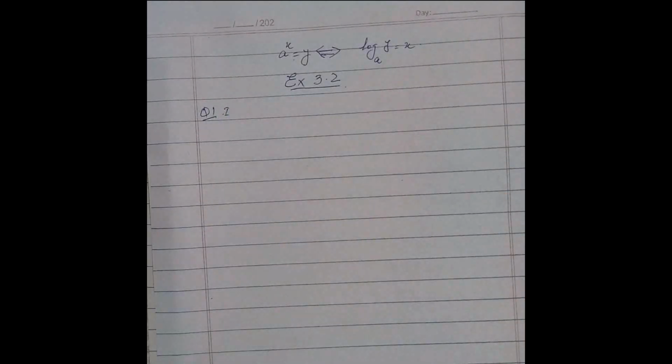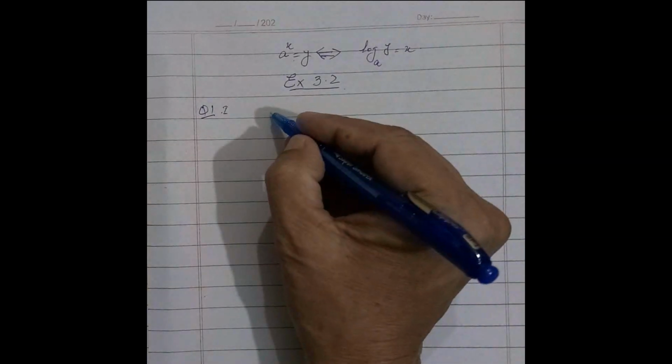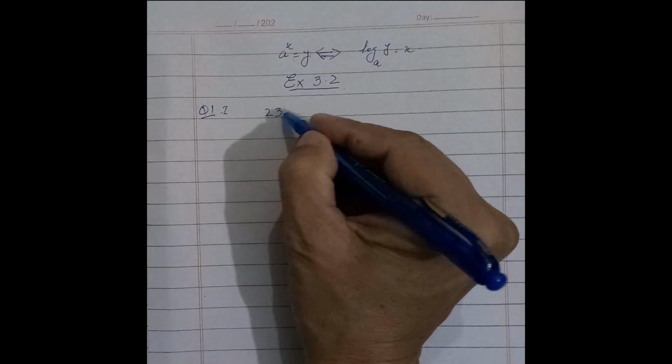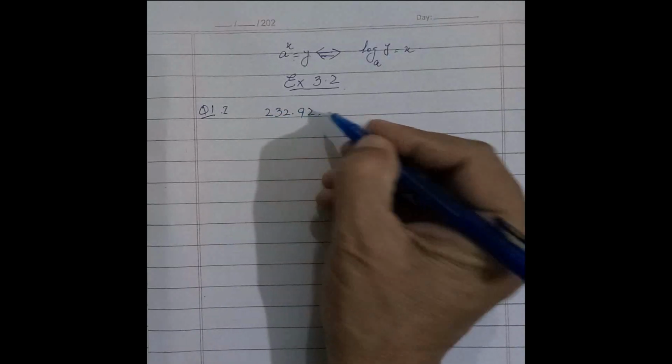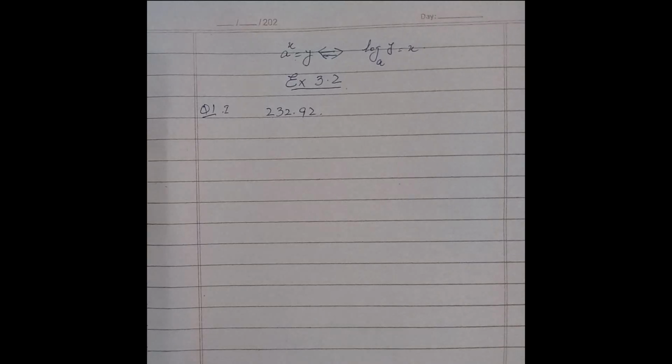Question one: find the common logarithm of each of the following numbers. The value is 232.92. And this value, then we round off for the scientific notation.